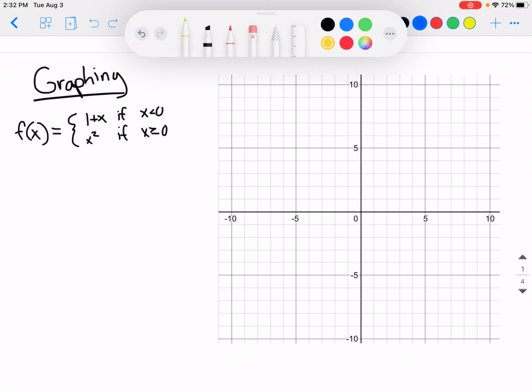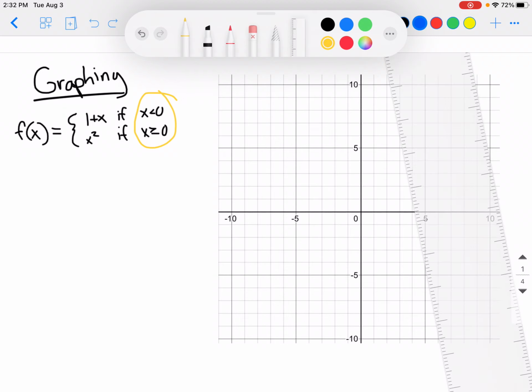Hello and welcome to this video where we're going to graph some piecewise function, and then we're going to determine its domain and range and any intercepts it may have. So first thing we want to do is zone in on this part right here. There's only two parts to this piecewise function, and it is going to be split along the y-axis.